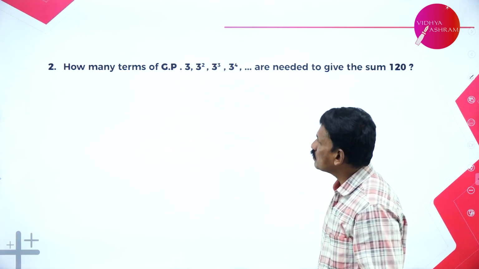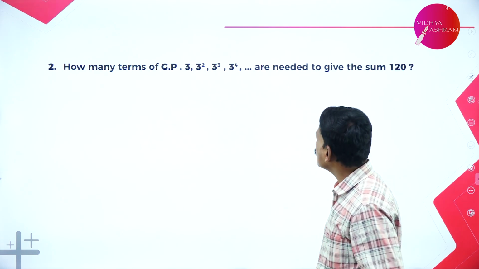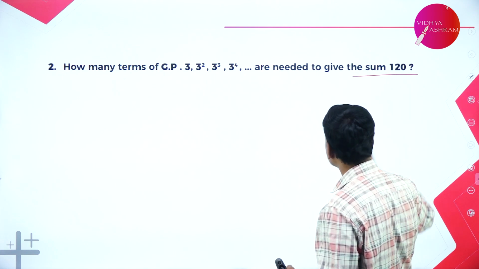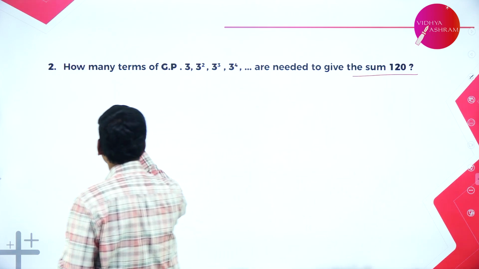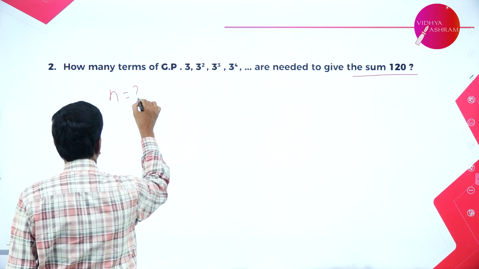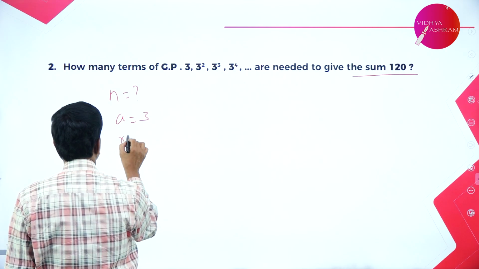Now, let's take the next problem. How many terms of the GP 3, 3 square, 3 cube, 3 to the power of 4, etc. are needed to give the sum as 120? So, we have to find n here, the number of terms. What is the first term? First term is 3. And what is the common ratio?